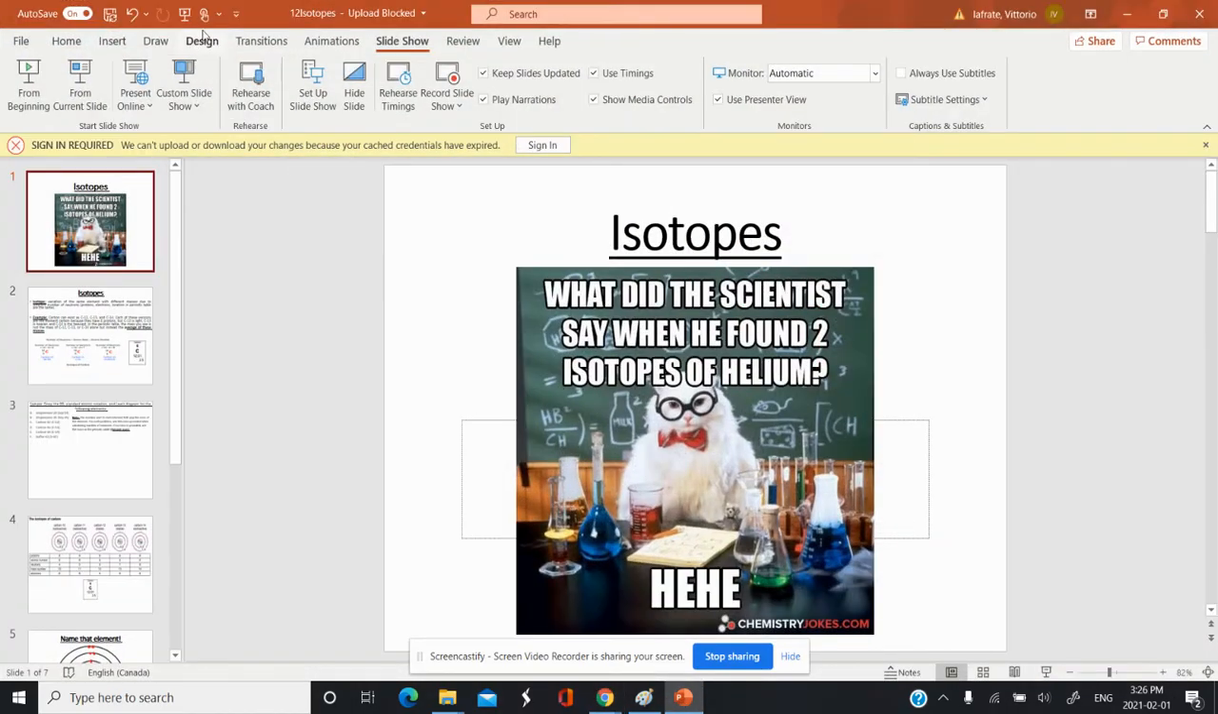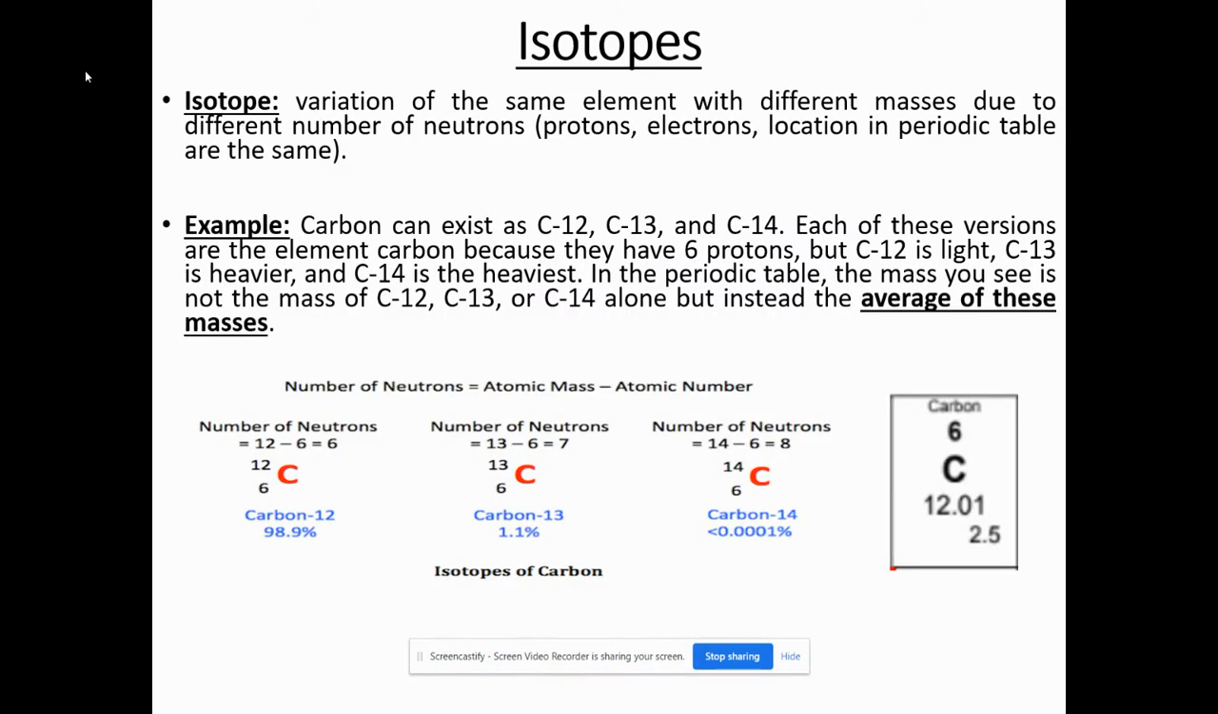In this video, we're going to take a look at the concept of isotopes. So what are isotopes? Isotopes are variations of the same element with different masses. And the reason they have different masses is because they have different numbers of neutrons. Since these are variations of the same element, isotopes would have the same number of protons, electrons, and also the same location in the periodic table.